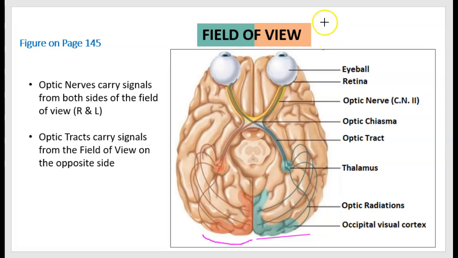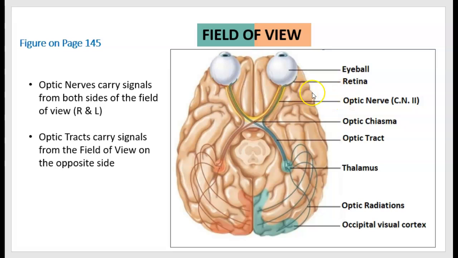It's actually probably an inferior view, but it doesn't matter. The point is that the field of view on one side, whatever is over here, be it a tree, a bush, a ball, whatever it is that's over on the right side of the field of view, will all cross over to the opposite side of the brain. The same is true for anything that's in the left field of view, but it'll go to the right side of the brain.